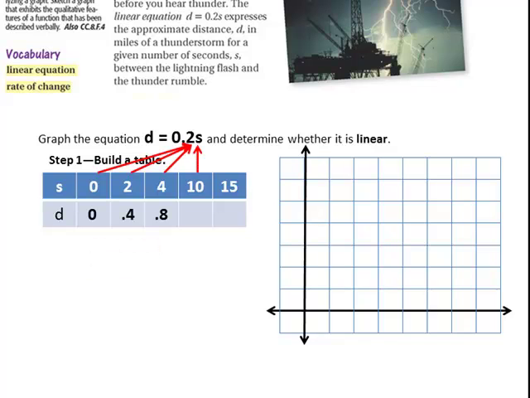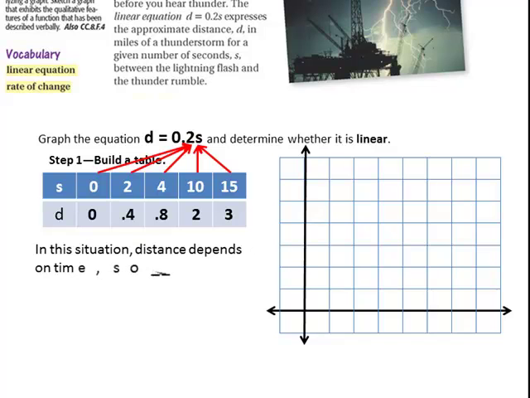If we fill the 10 in, we get d equals 0.2 times 10, which equals 2. And for 15, we would get 3. So your table should be filled in now.